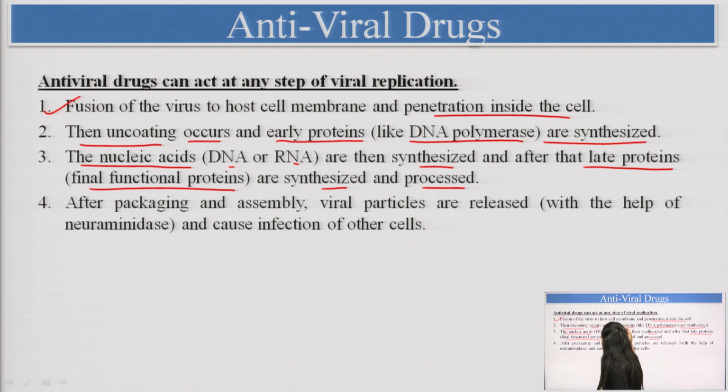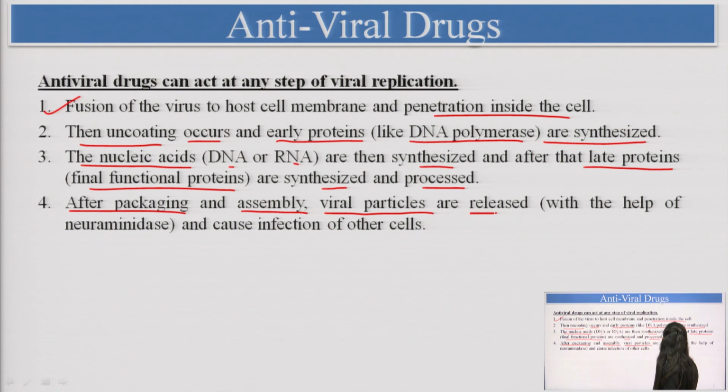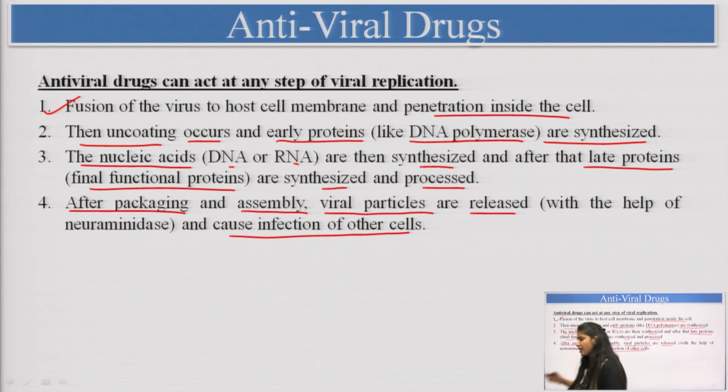When all these things have formed inside the host cell, there will be packaging. After the packaging, there will be assembly. New viral coats, new viral particles will form. Then the viral particles are released from the host cell and start to cause infection in other cells. This is how these viral particles are formed and spread the new infection to other cells, and the same procedure will happen in the new cells.